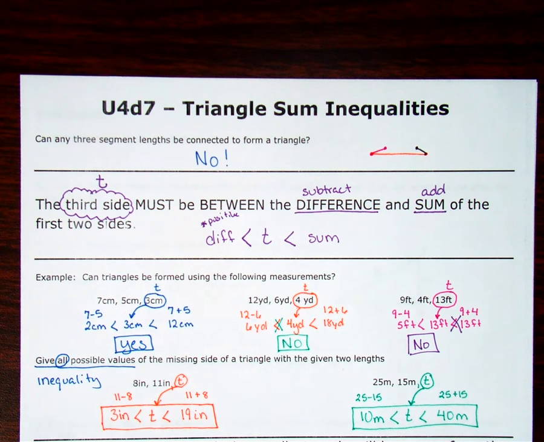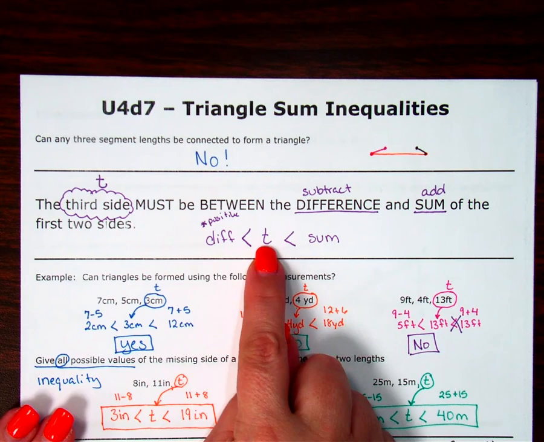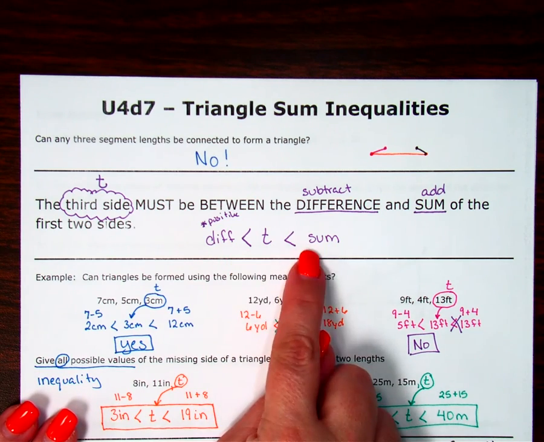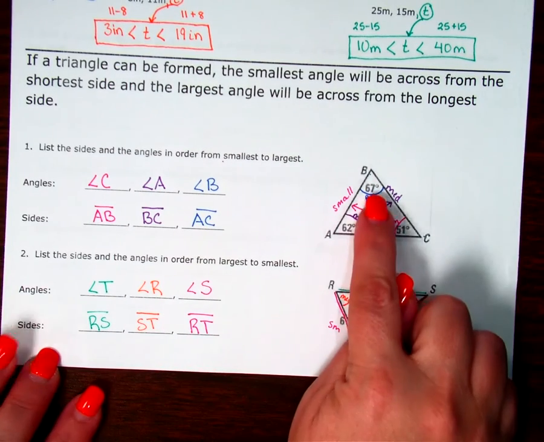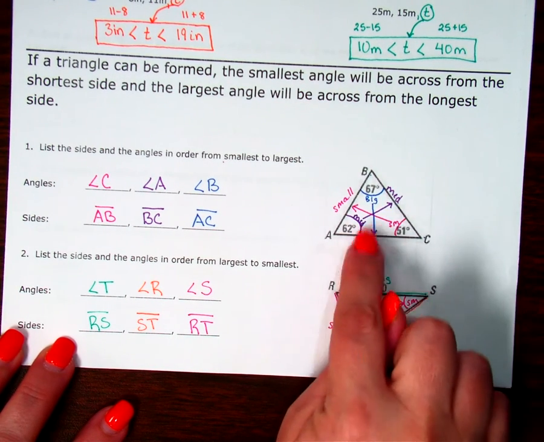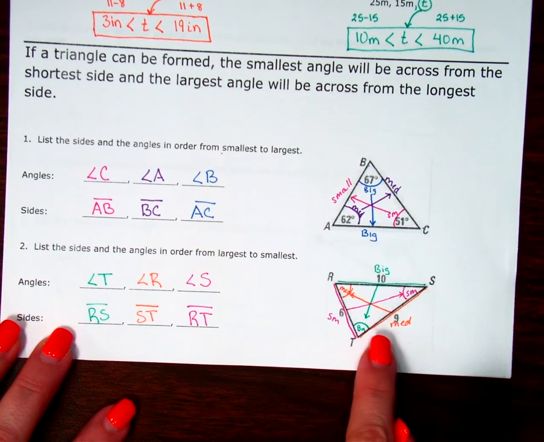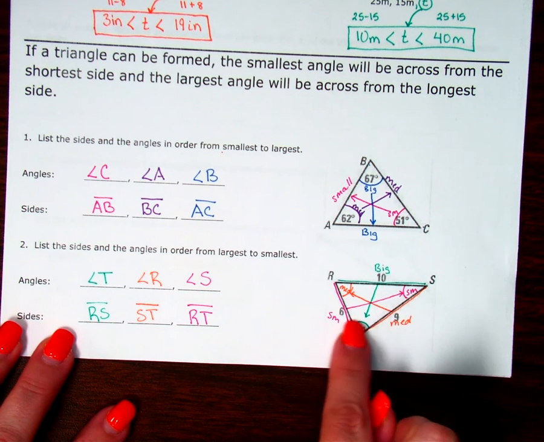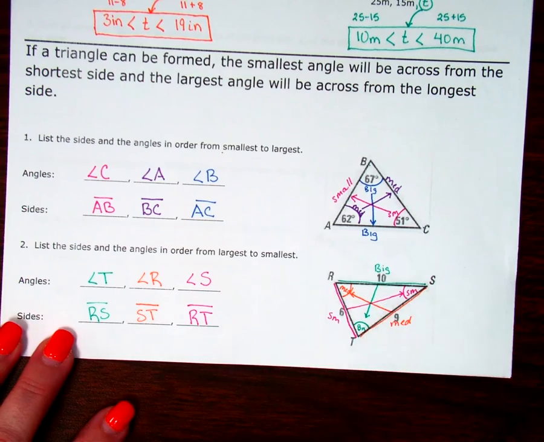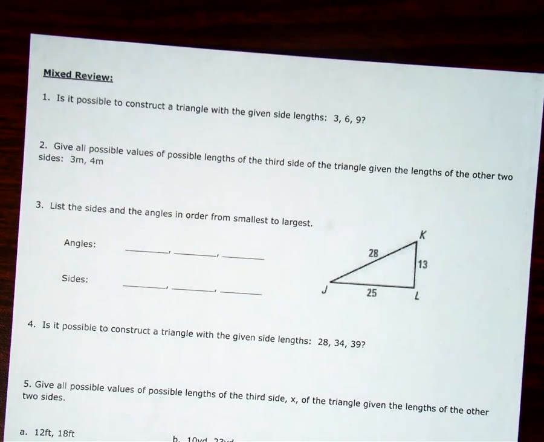Alright, so in the previous videos we looked at the triangle sum inequalities, where we know the third side of a triangle has to fall somewhere between the positive difference and the sum of the other two sides. And then we looked at how we can use angle measures to determine how big the sides are, small, medium, or large anyways, and then vice versa. If we know the size of the sides, we can put in order the sides of the angles. Okay, let's do some mixed review of those two concepts.